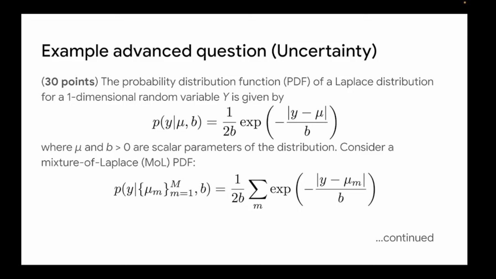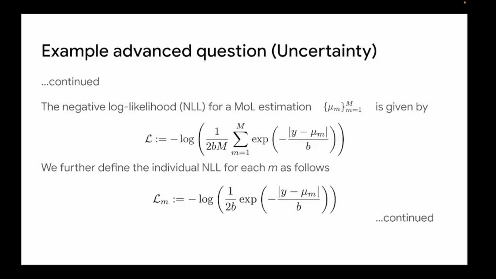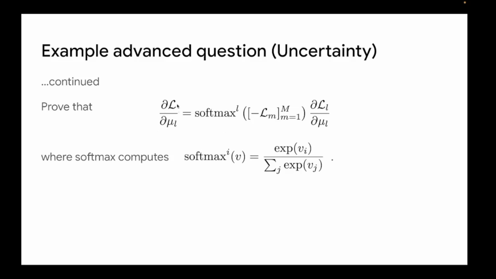And finally, there's this question from the uncertainty side where you have to do a gradient computation for the mixture of Laplacian. So in the lecture, we talked about mixture of Gaussian, but this is now a mixture of Laplacian distribution. And you have to basically follow the same kind of computation as we did in the lecture, and eventually show that the individual loss gradient for each expert follows the softmax weighted gradient for the individual loss. Okay, so this is just an exercise extension, but since this is a kind of long computation, we made this a more advanced question.